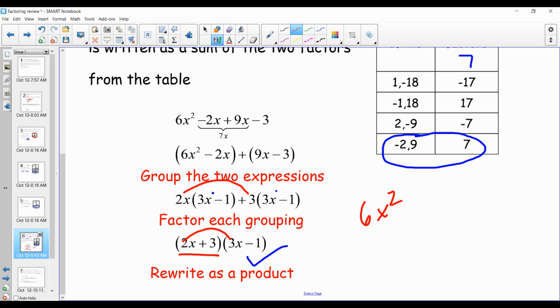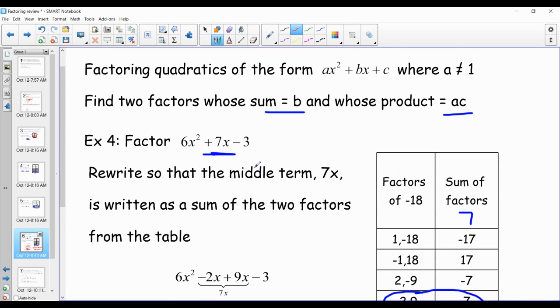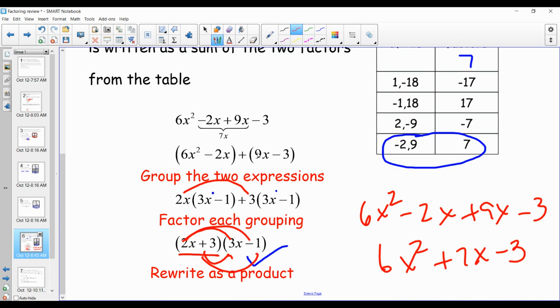Right? 2x times negative 1 is minus 2x. 3 times 3x is plus 9x. Does that look familiar? 3 times negative 1 is negative 3. 6x squared. Negative 2x plus 9x is plus 7x minus 3. And we get back to exactly what we started with, which was the point. It's just a check of your work.